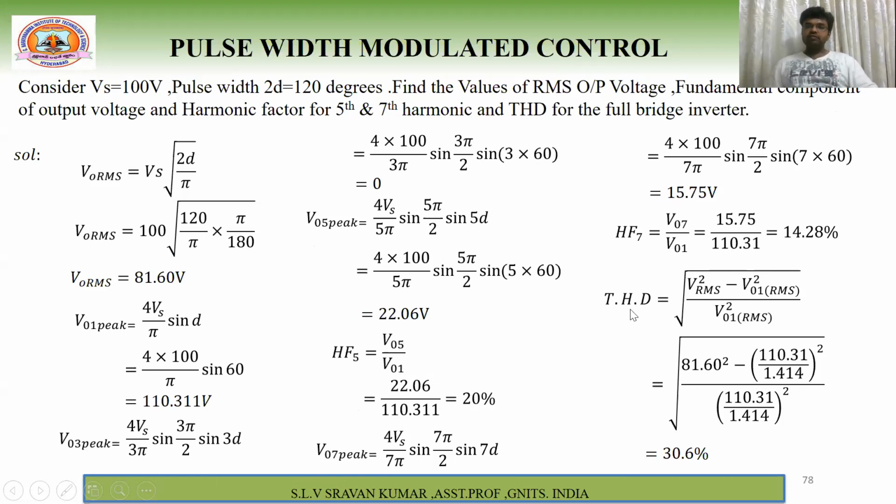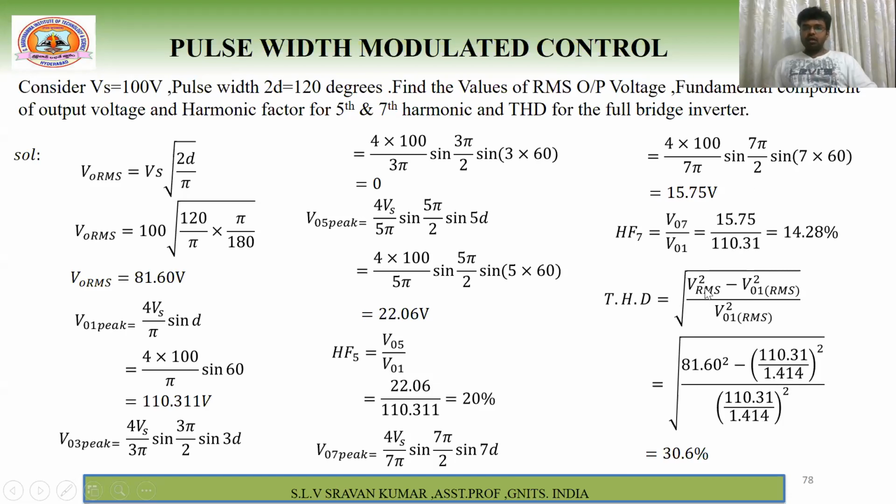Next, what is the THD formula? Square root of Vrms square minus V01 square, divided by V01 square. When you are finding THD, you should remove the fundamental, because the fundamental is the useful component. The rest, the 3rd, 5th, 7th, 9th, whatever the harmonics are, consist of harmonics. So when finding THD, you should remove it and take the difference with V01 square.